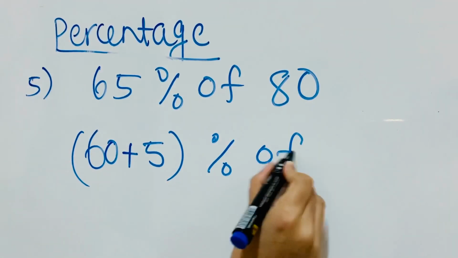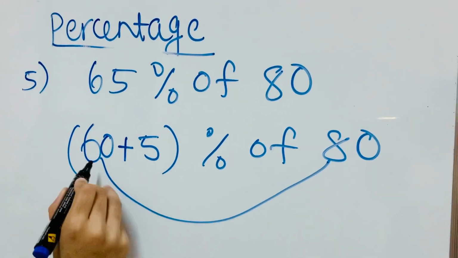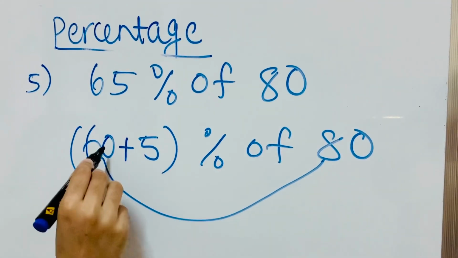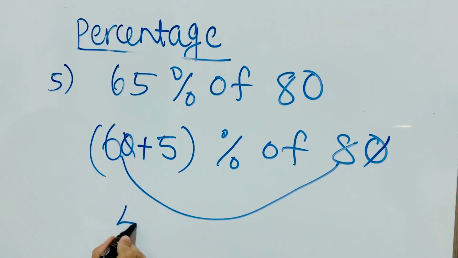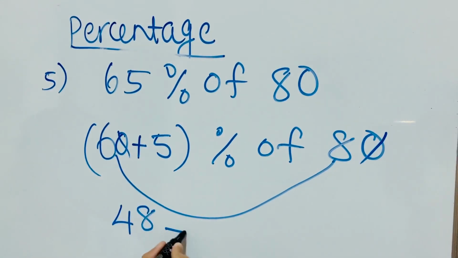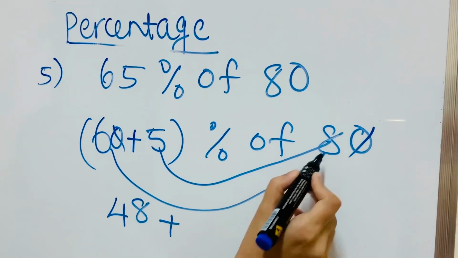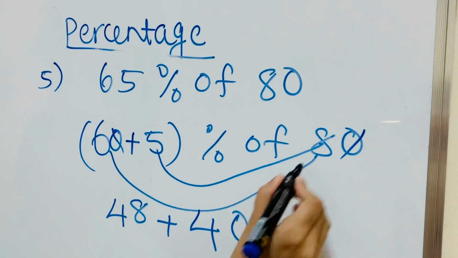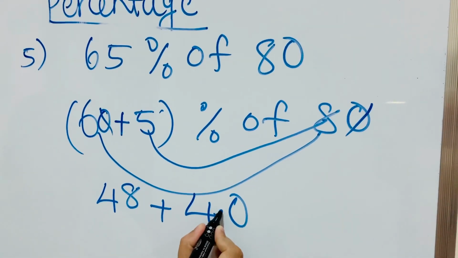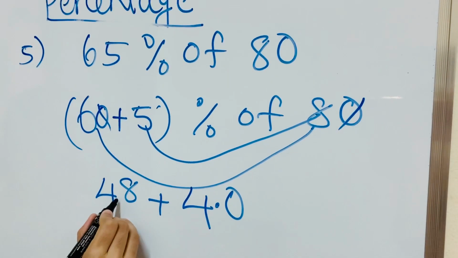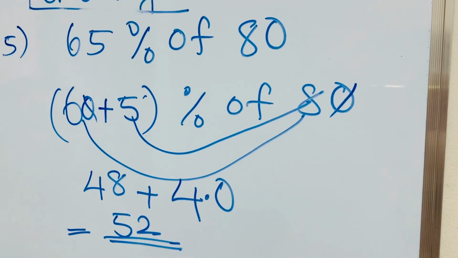Percentage of 80. So first find this. What is 60% of 80? Here also two zeros that we can cancel. 6 into 8 is 48, plus 5% of 80. What is 5% of 80? 5 into 8, 40. Here only one zero, here there is no zero, so just put a point here. So it will be 48 plus 4, that is 52, will be the answer.